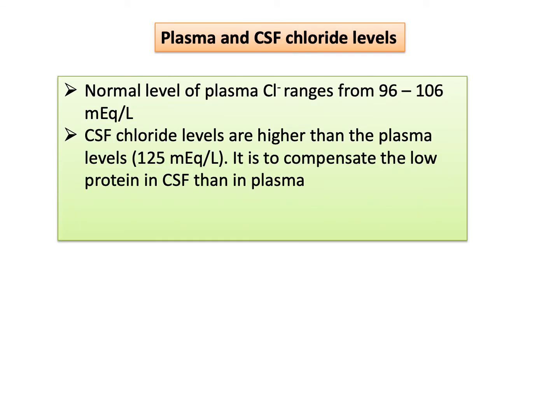Plasma and CSF chloride levels. Normal level of plasma chloride ranges from 96 to 106 milliequivalent per liter. CSF chloride levels are higher than the plasma levels, that is 125 milliequivalent per liter. It is to compensate for the low protein in CSF than in plasma.